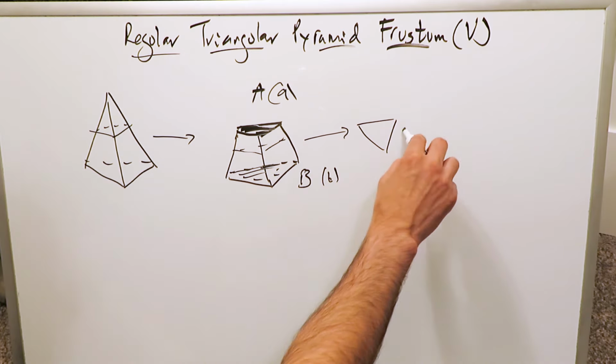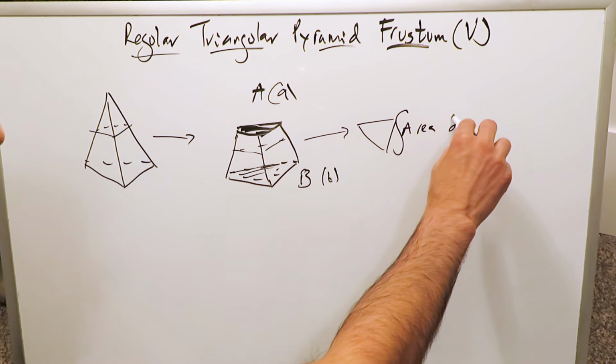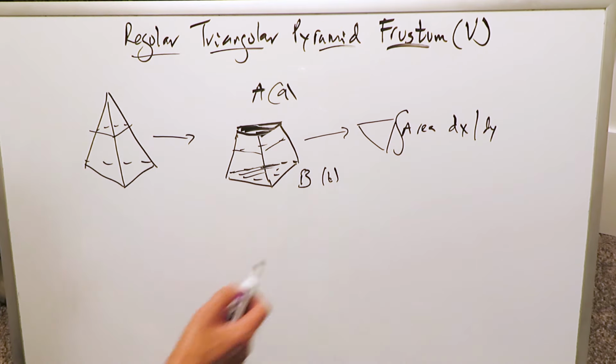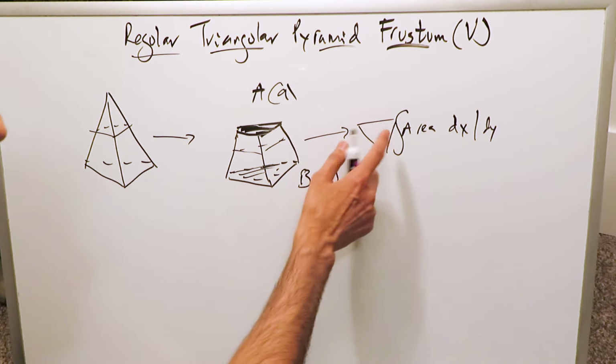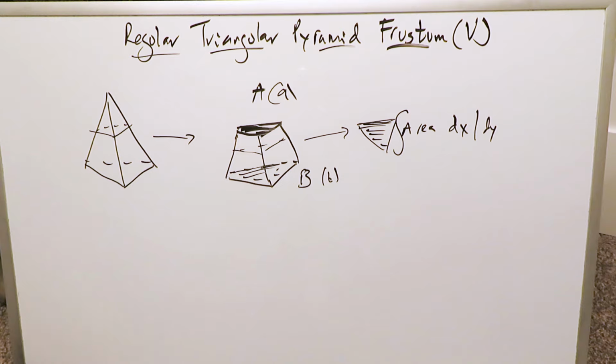You'll integrate the area of this from a lower limit to an upper limit, based on dx or dy, whatever it is, and you'll get your volume. That's the procedure it will take. But how will we determine the area of one of these cross-sectional sliced triangles? It's going to follow pretty much the path of the square pyramid frustum video that you've already seen. Let's bring all of this into play.